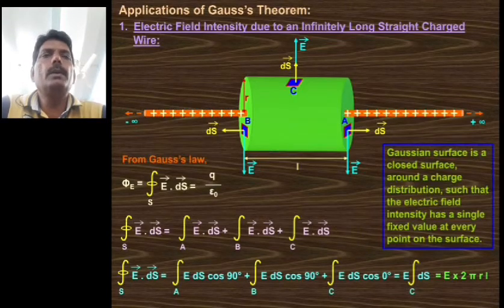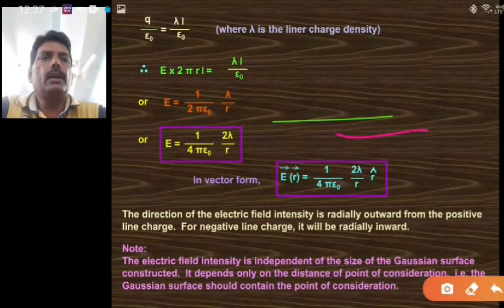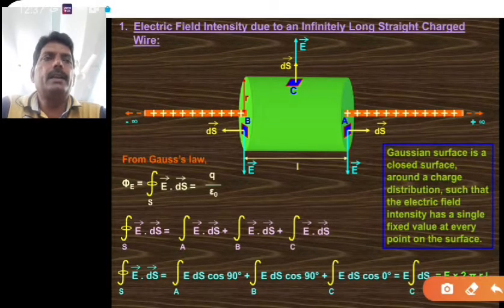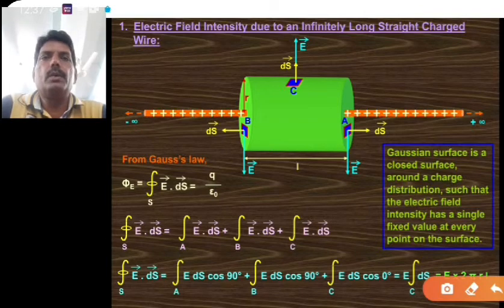Now we will go for the application of Gauss theorem. Earlier, we calculated the electric field intensity at any point from the source charge by using Coulomb's law, and you got the equation: force is 1 upon 4 pi epsilon naught q into q0 upon r square, and the electric field intensity is 1 upon 4 pi epsilon naught q upon r square. That means the electric field intensity is inversely proportional to r square, which we got from Coulomb's law.